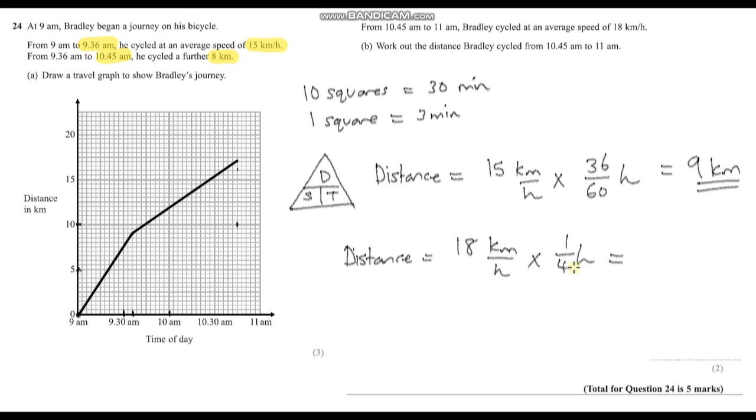So 18 times a quarter, well, that's just the same as 18 over 4 or 9 over 2. Oh, sorry, not hours. It's distance, isn't it? So that's kilometers, which is the same as 4.5. So 4.5 kilometers. So that is our answer, 4.5. And remember to include units, kilometers.